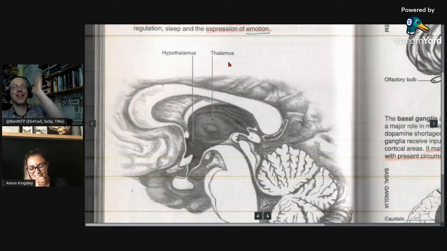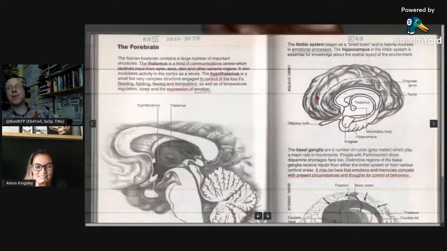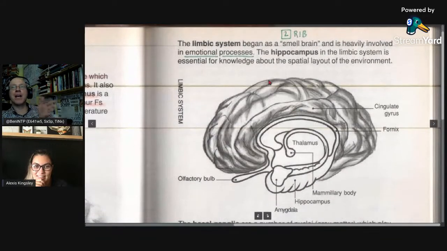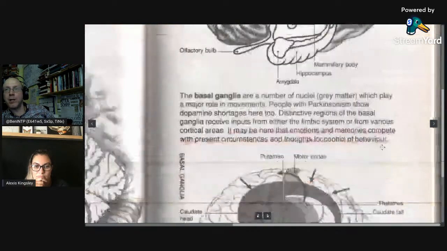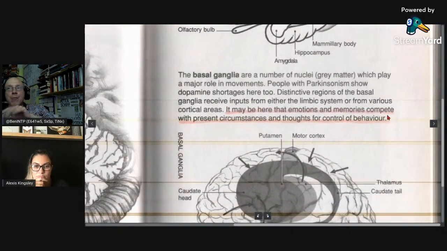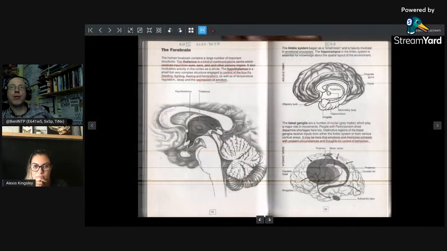Now, hypothalamus, thalamus, and then a bit more. The limbic system began as a smell brain and is heavily involved in emotional processes. Very evocative memories can be linked to smell because the olfactory bulb is not far away. The hippocampus in the limbic system is essential for knowledge about the spatial layout of the environment. It may be here that emotions and memories compete with present circumstances and thoughts for control of behavior.